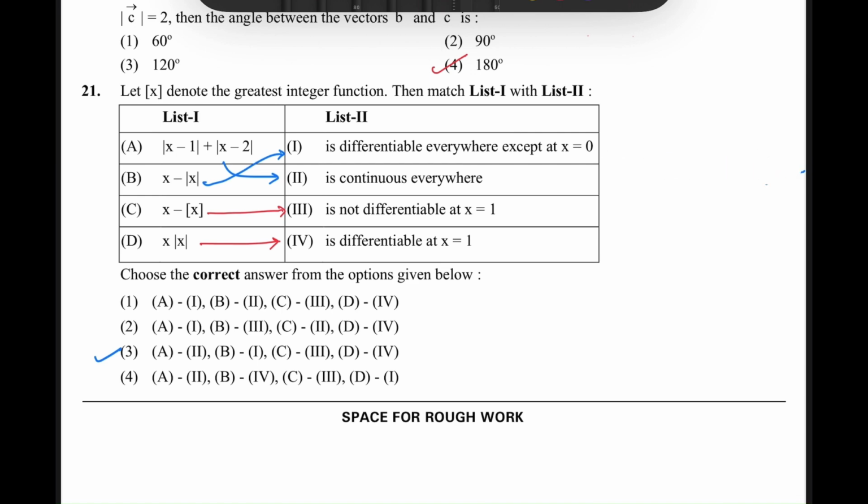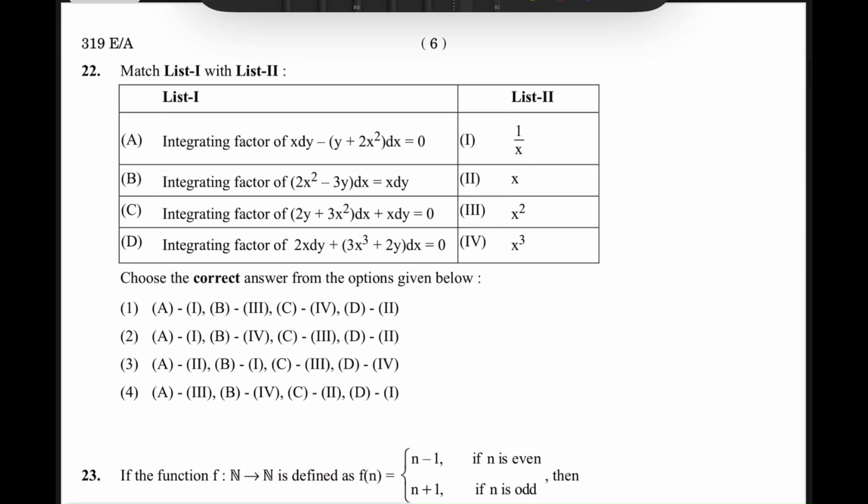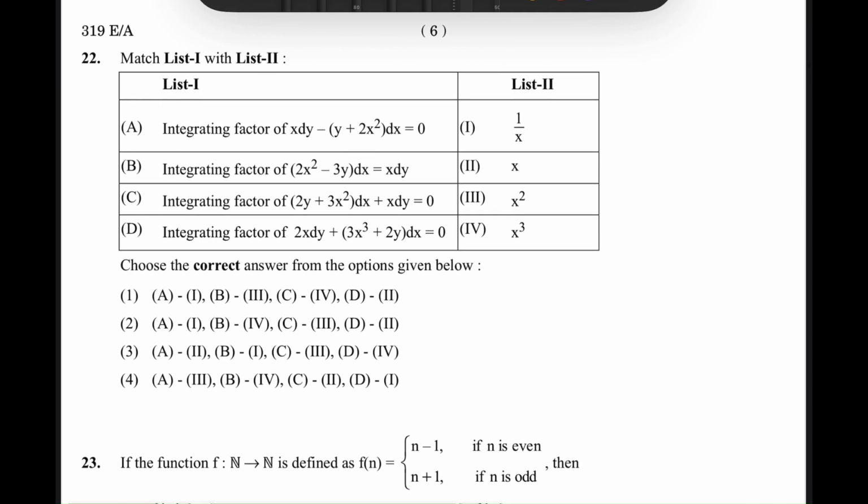Okay, let's move to another one, question number 22. Here we need to find integrating factors of these differential equations and match up with this. Okay, so let's do the second one first because this seems easy. Okay, how do we find integrating factor?